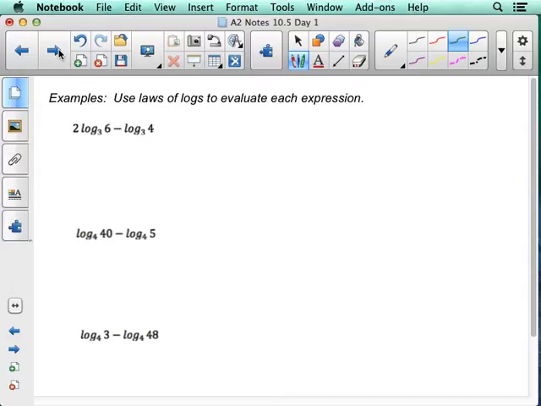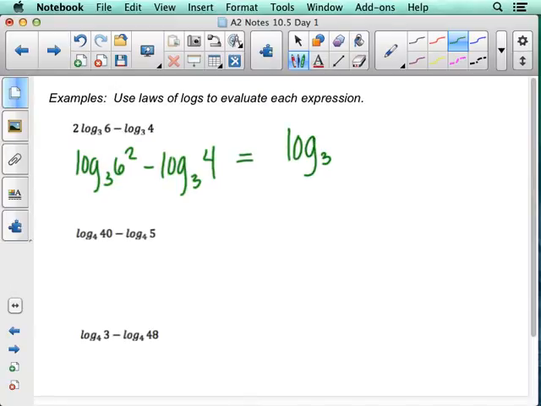Use laws of logs to evaluate each expression. So this becomes log base 3 of 6 squared minus log base 3 of 4. And that becomes log base 3 of, and 6 squared is 36, divided by 4, which gives you log base 3 of 9. And I know that log base 3 of 9 just equals 2 because 3 squared is 9. So that equals 2.